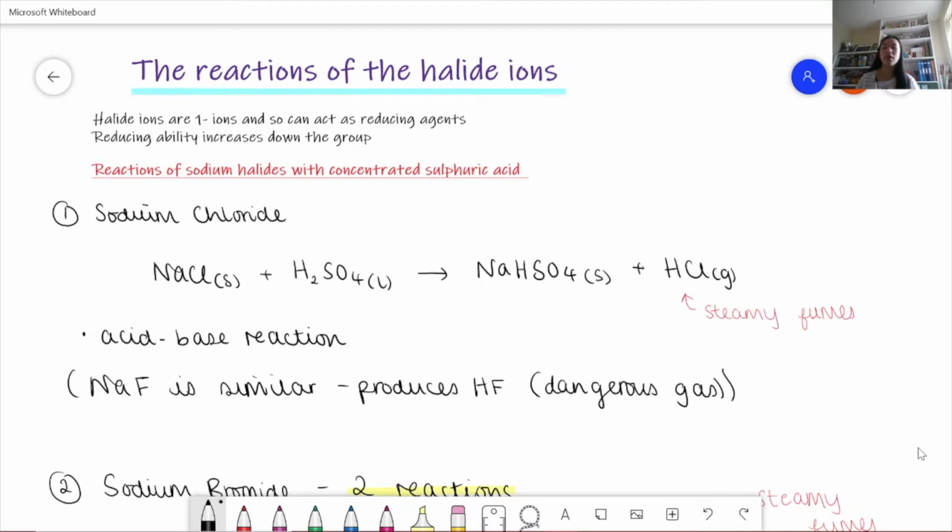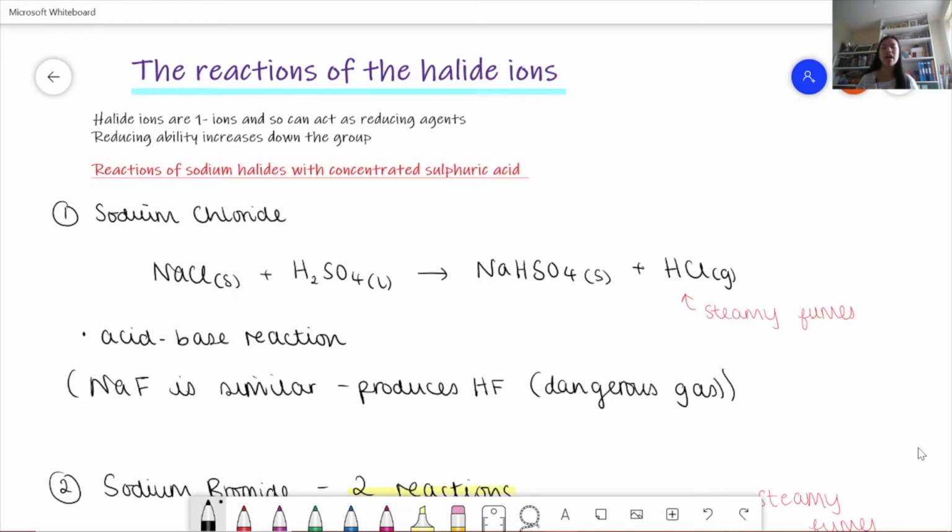The thing to know is that reducing ability increases down the group. And this is because of the electron shells again, because the electron shells increase going down the group. So this means the outer electron gets easier and easier to donate, because the force it feels from the positive nucleus is smaller when you go down the group.